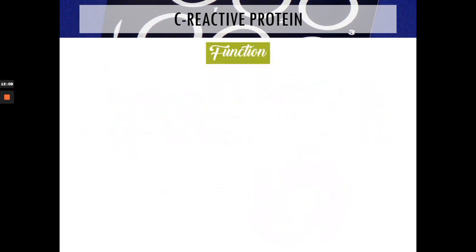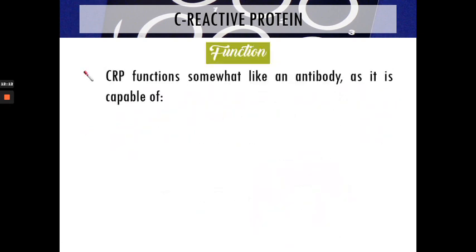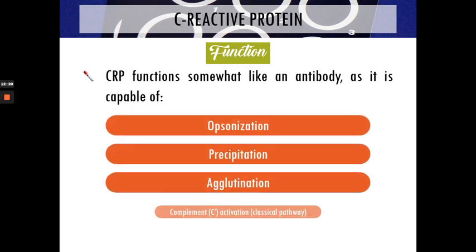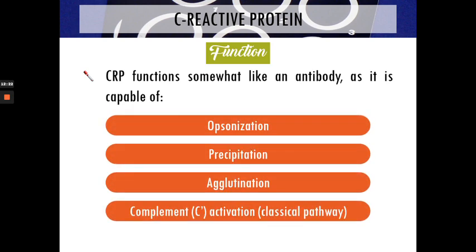Okay. All right, now the function of your CRP. So what is its function? It functions somewhat like an antibody. It's the same as an antibody: opsonization. Opsonization is the process of coating the antigen so that it will then be noticed by your phagocytes, which then leads to phagocytosis.